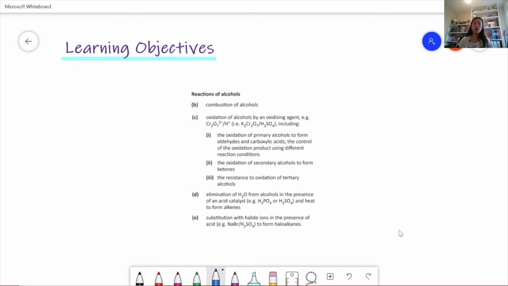and then the oxidation of primary alcohols to form aldehydes and carboxylic acids, and control of the oxidation product using different reaction conditions, and then the oxidation of secondary alcohols to form ketones, and the resistance to oxidation of tertiary alcohols. We're then going to look at the elimination of water from alcohols in the presence of an acid catalyst and heat to form alkenes. And lastly, we'll be looking at the substitution with halide ions in the presence of acid to form haloalkanes.